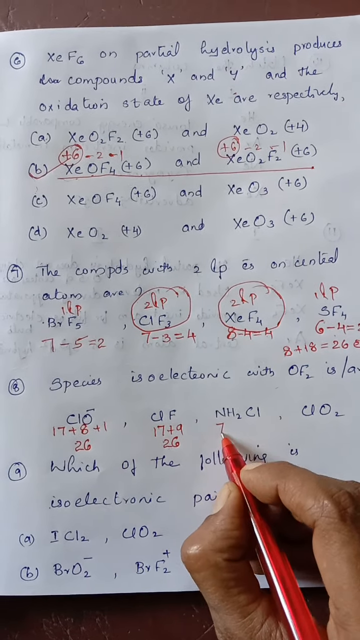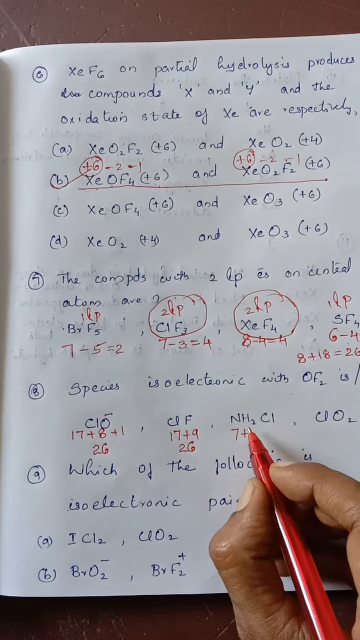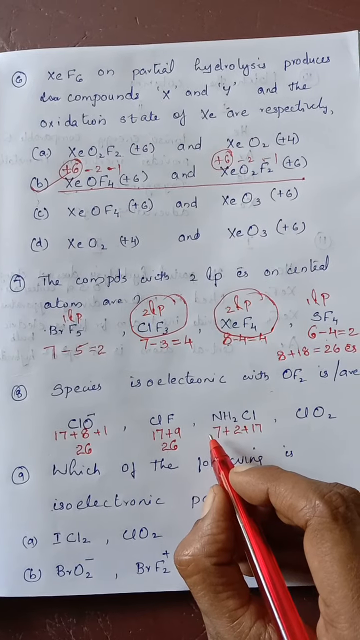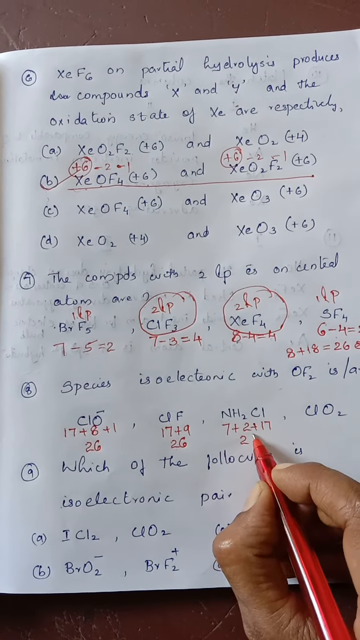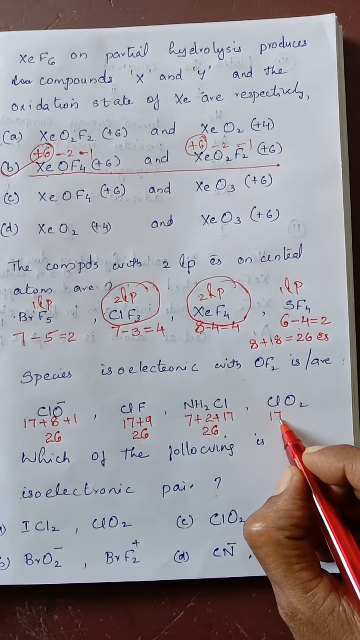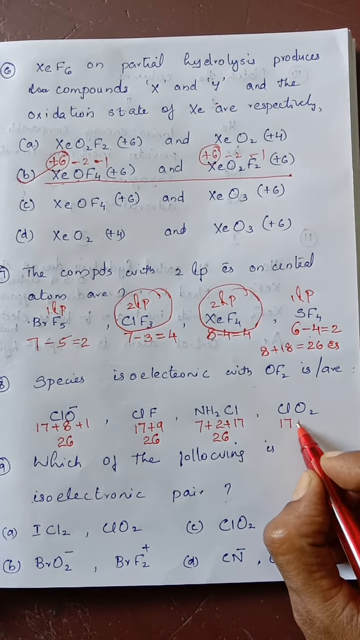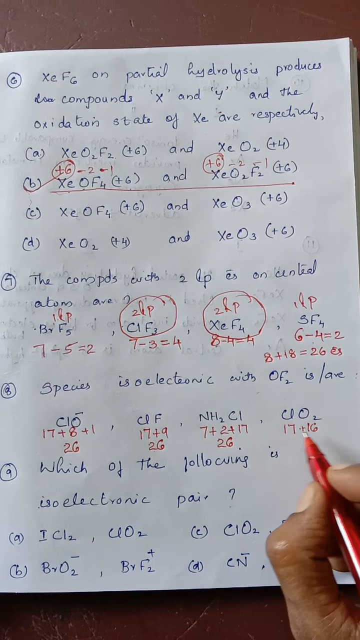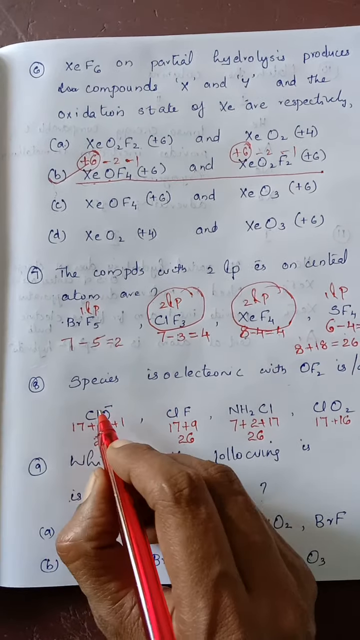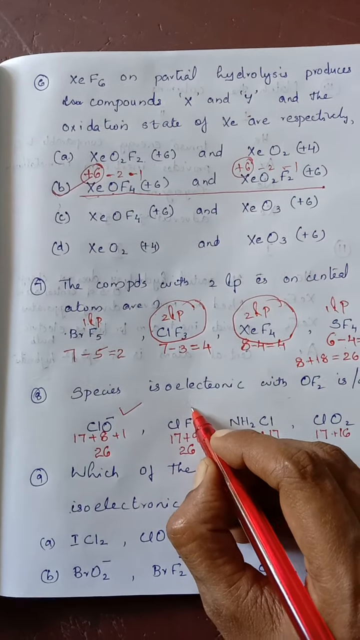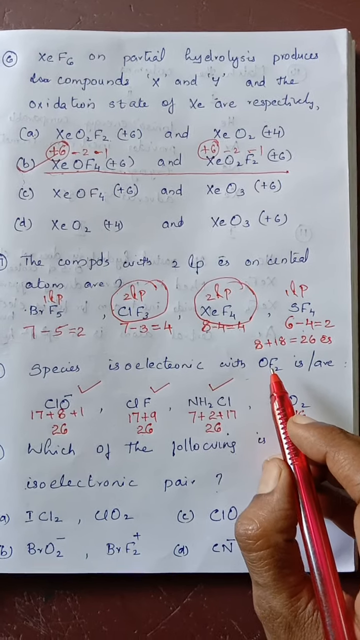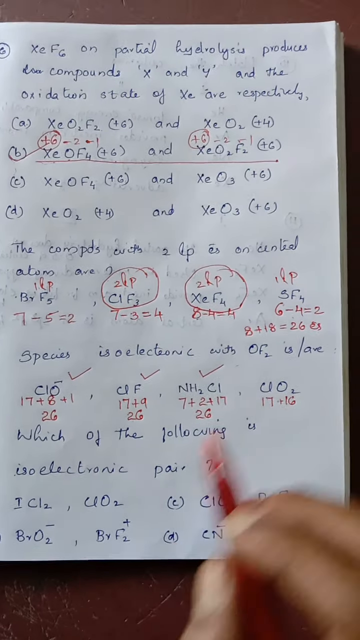NH2Cl: nitrogen 7 electrons, hydrogen 1 electron, 2 hydrogens so 2 electrons, chlorine 17, 17 plus 7, 24, plus 2, again 26, again isoelectronic. ClO2: chlorine 17 electrons, oxygen 8 plus 8, 16, so 17 plus 10, 27, so this is not isoelectronic. So the answers are ClO minus, ClF and NH2Cl. These 3 are isoelectronic with OF2, the same number of electrons, 26 electrons.